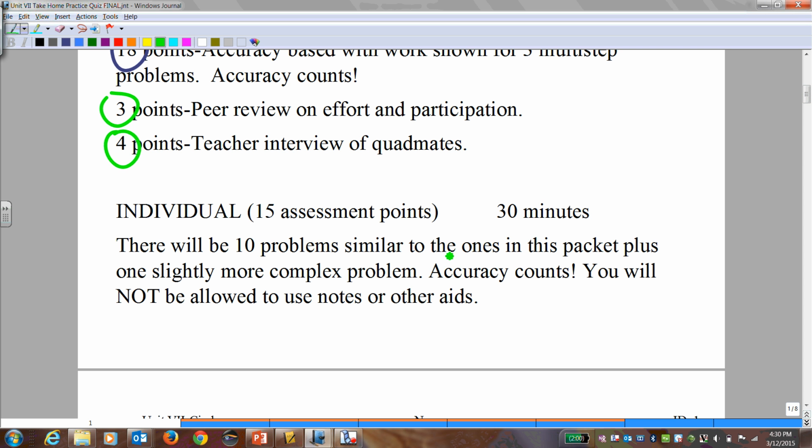Individually, that'll be followed up by an individual quiz. There'll be 10 problems, similar to the ones in this packet. Accuracy will count. You will not be allowed to use any notes or other aids. That's going to be 30 minutes and 15 assessment points, for a total of 40 assessment points.